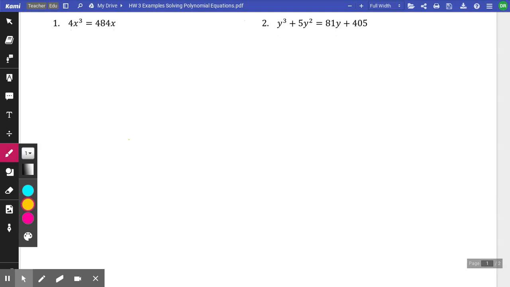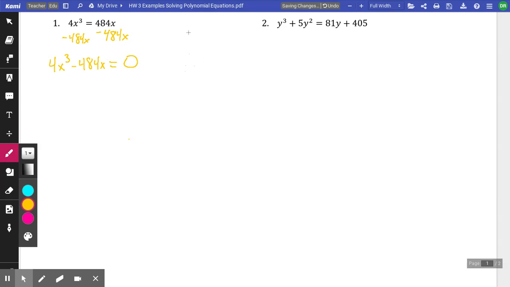Okay, so on number 1, the first issue is our equation is not equal to 0, so we can fix that. I need to subtract 484x to cancel this term over here, so minus 484x here and here, which will give me 4x to the third minus 484x equals 0, which is exactly what we need.